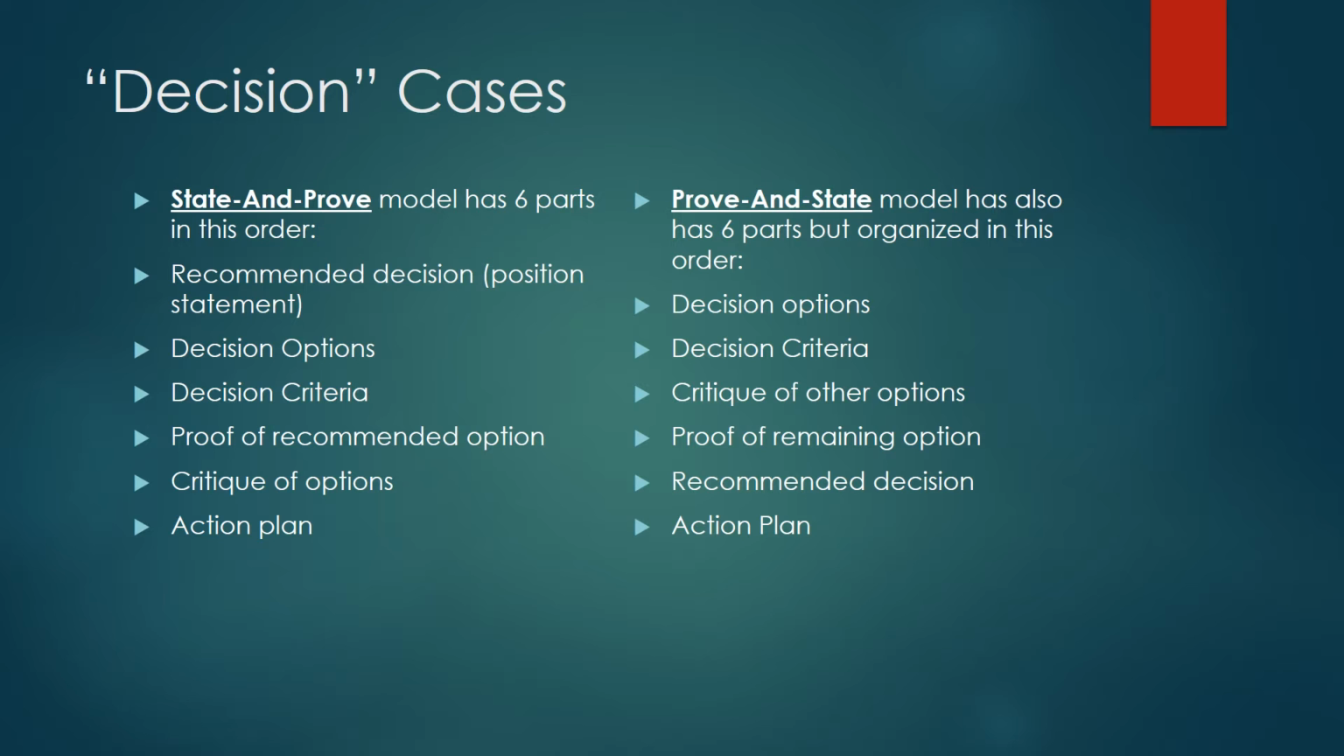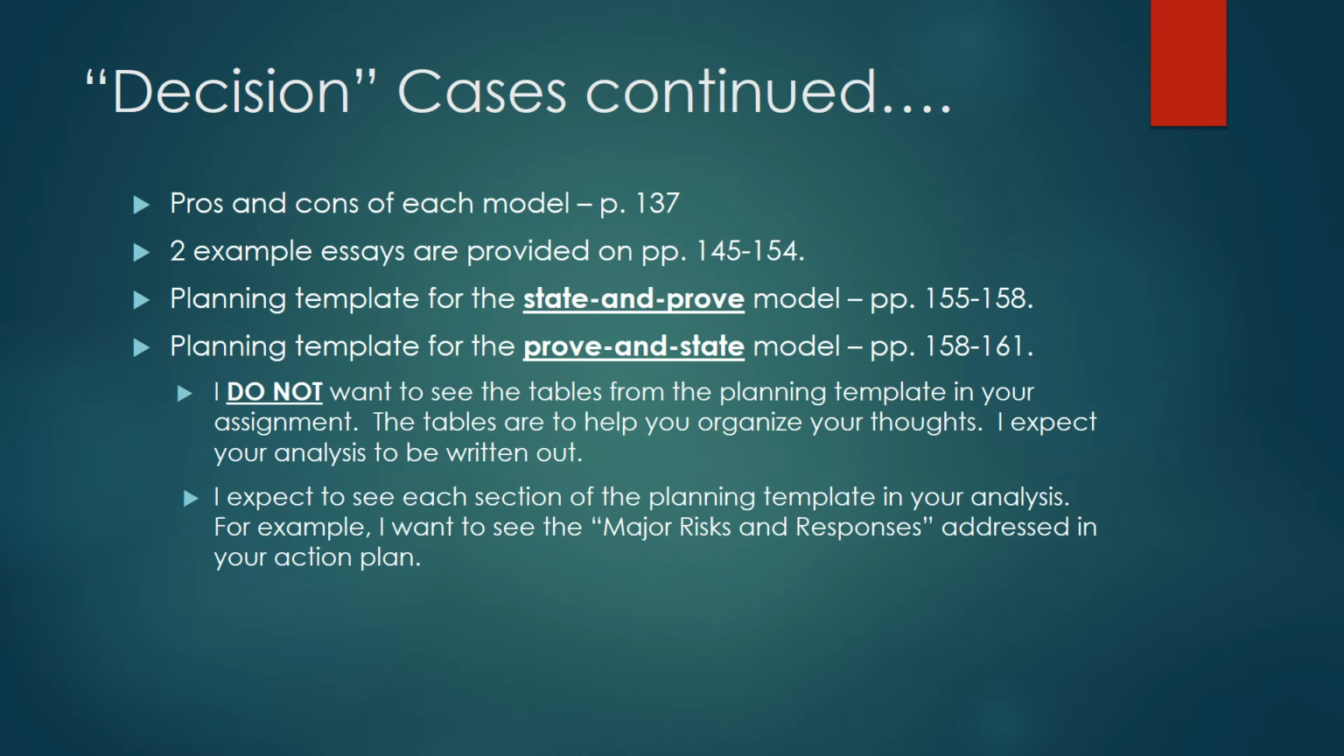The other methodology is called the prove and state model. It also has 6 parts, but you're going to notice that they are organized in a different order. So first would be the decision options. Second, the decision criteria. Third, the critique of other options. Fourth, proof of the remaining option. Fifth, the recommended decision. And sixth, and finally, your action plan.